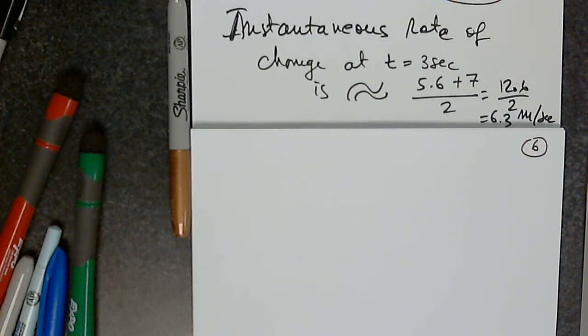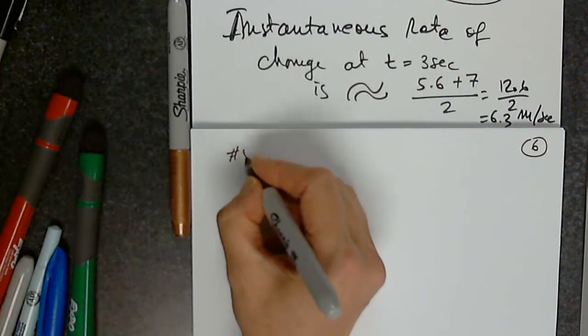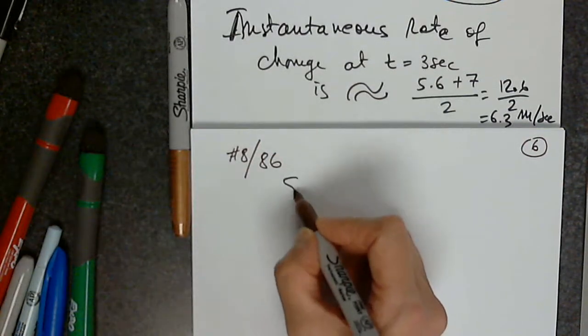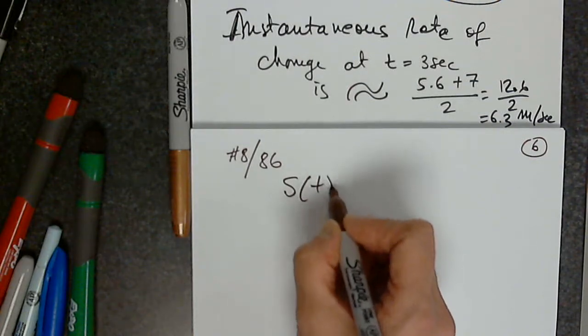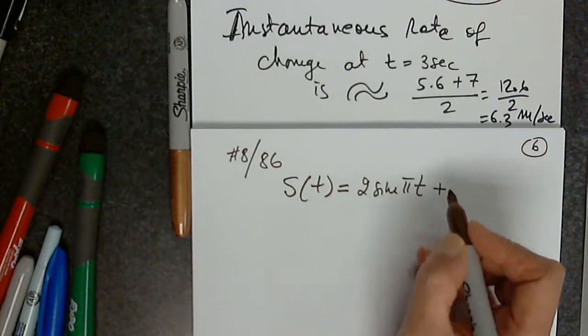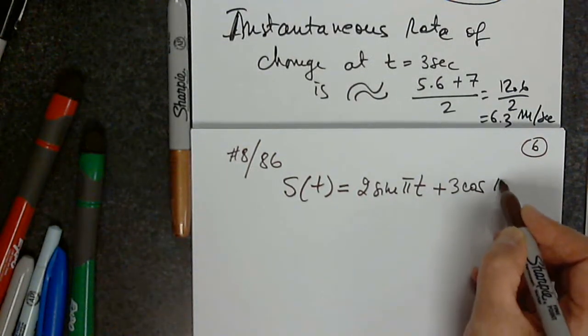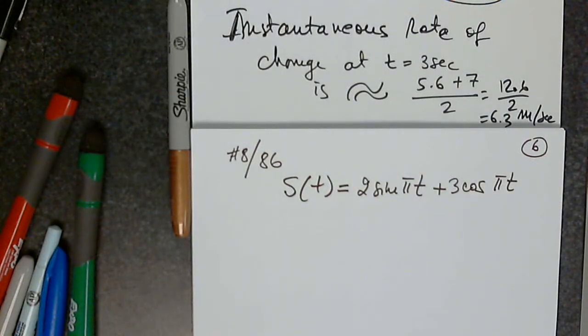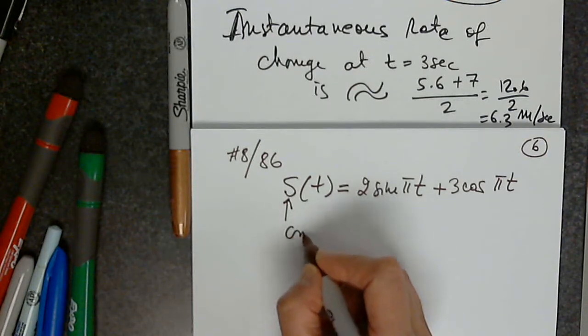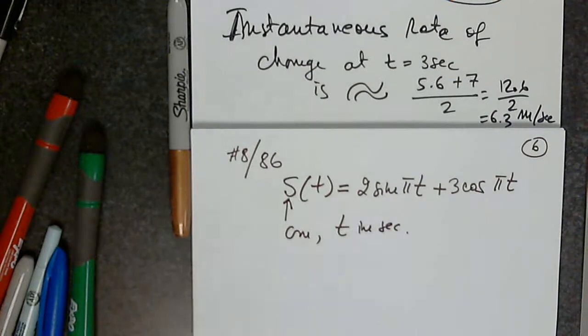Okay, problem 8. The displacement, distance in other words, in centimeters of a particle moving back and forth along a straight line is given. So this is problem 8 on page 86. It is given by the equation of motion, S. I would write S of t equals 2 sine pi t plus 3 cosine pi t, where t is measured in seconds. So S is measured in centimeters and t in seconds. Find the average velocity during each time period.